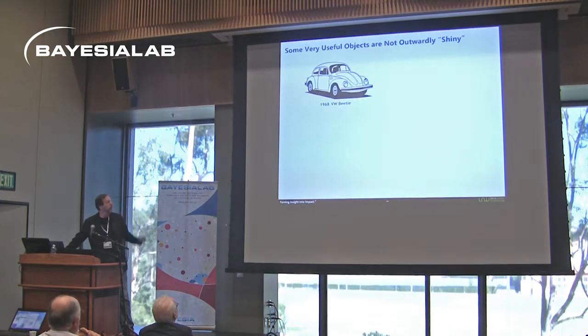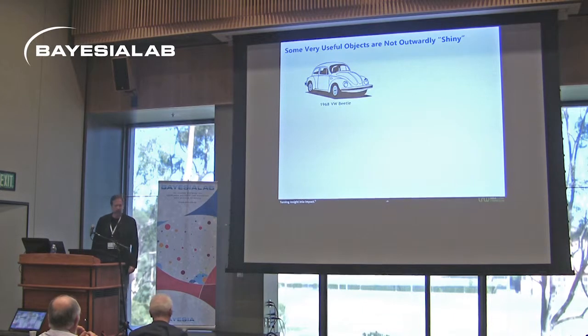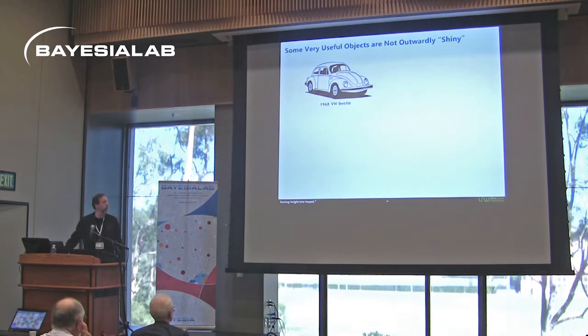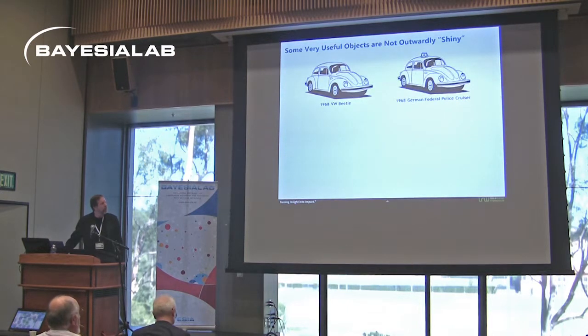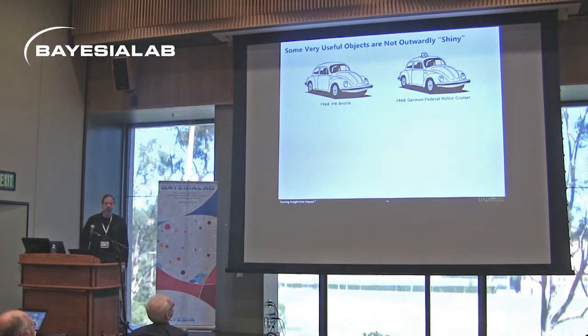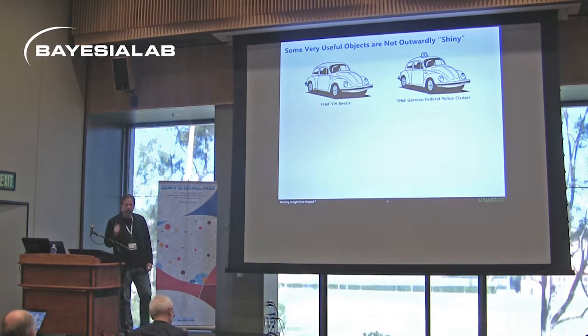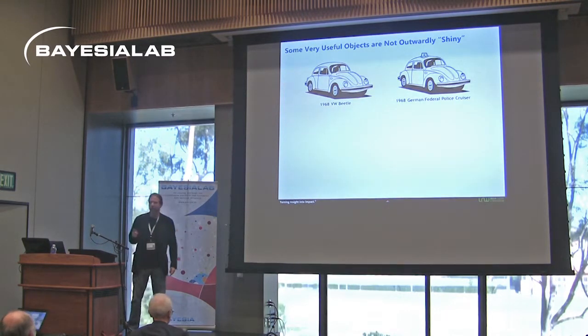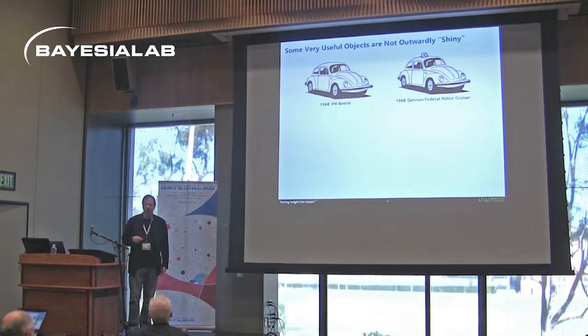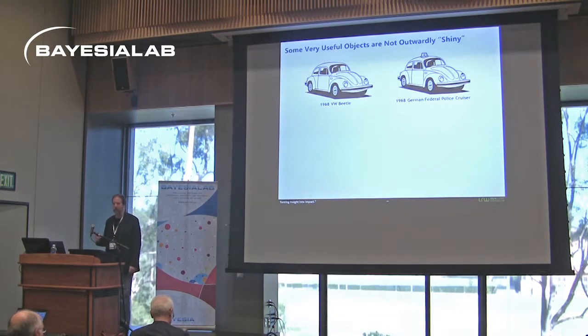Okay? What's this? This is a 1968 Volkswagen Beetle. Those of you of my vintage will remember these. They used to be quite prevalent on the road. This is a 1968 German Federal Police Cruiser. Now, I know about this because my dad was a soldier. He was an Air Force fighter pilot, actually. And we were stationed in Germany in the late 1960s, around 1970. We used to call them the white mice.